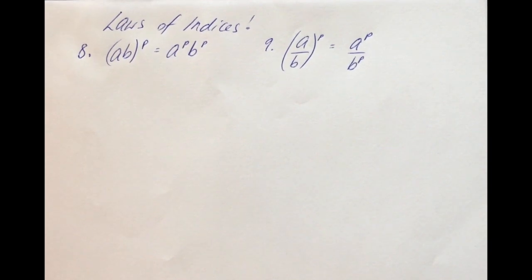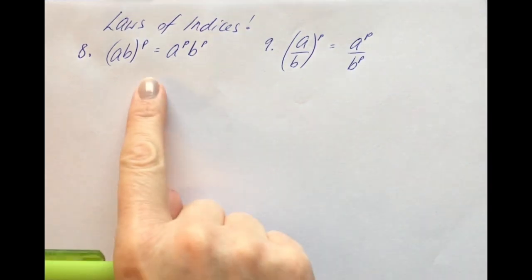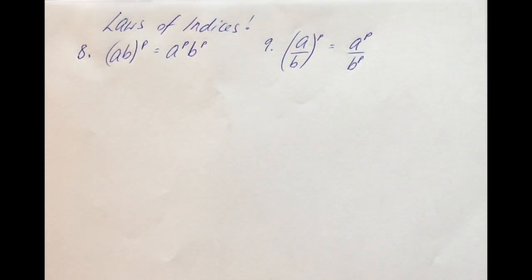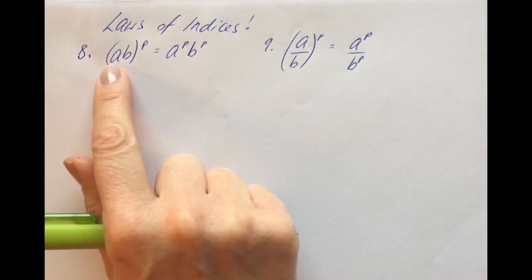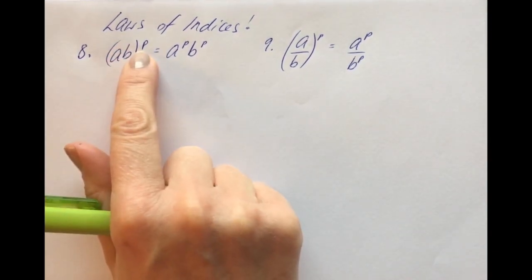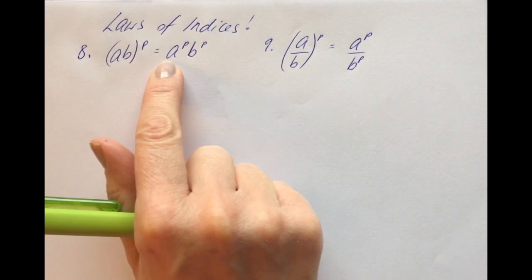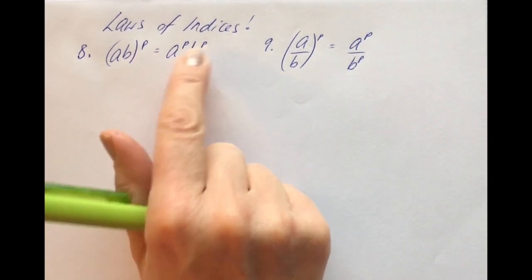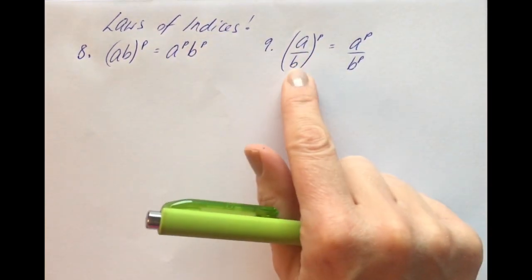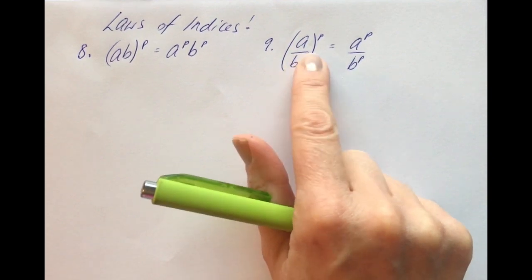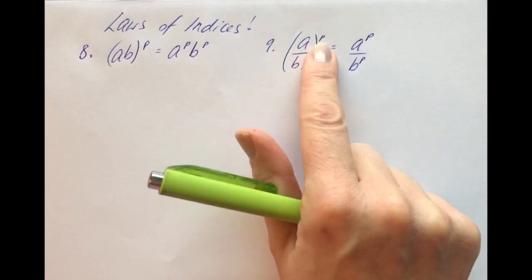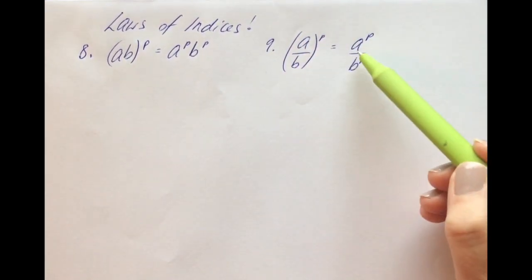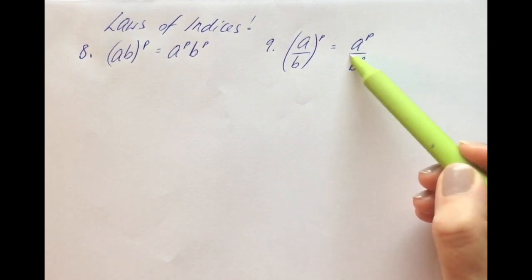The last two laws that are written in order, the 8th and 9th, in your log tables on page 21 are these two. Now these two are quite straightforward actually. All these are saying is if you have two things multiplied and the whole thing is being raised to a power, then it's the same as the two of them each being raised to the power and being multiplied. And in this one, if you have two things that are being divided and all being raised to a power, then it's the same as each of them being raised to a power and divided.